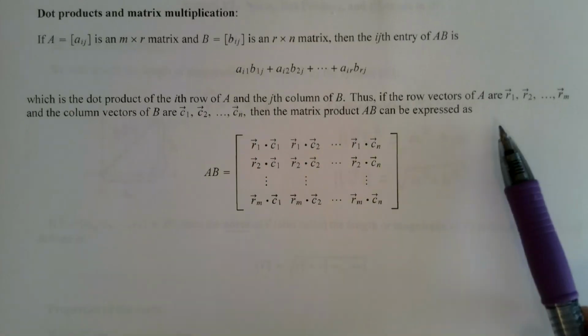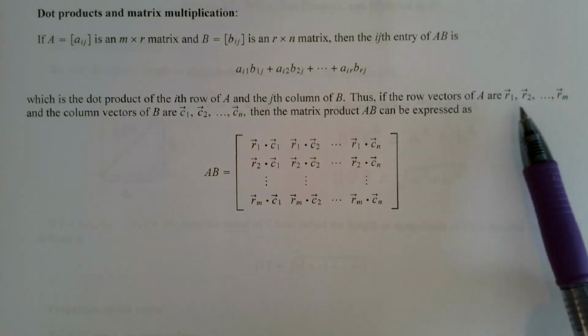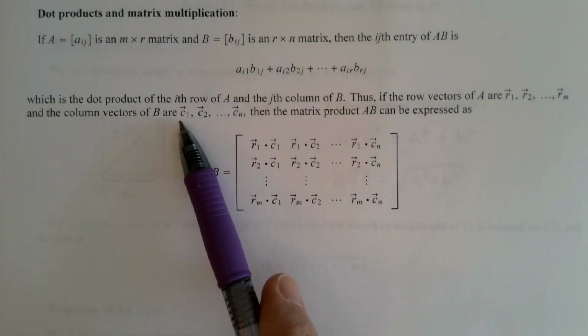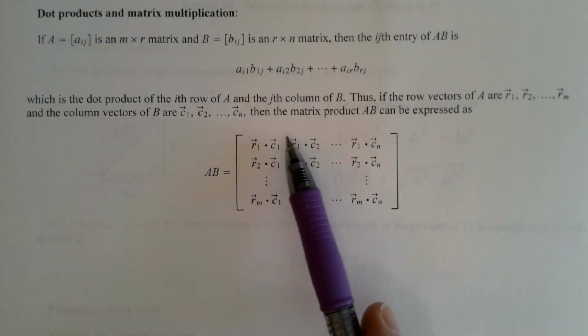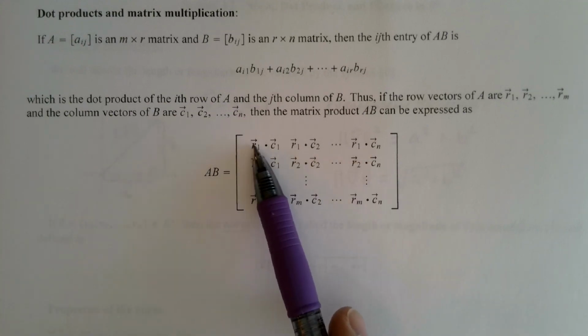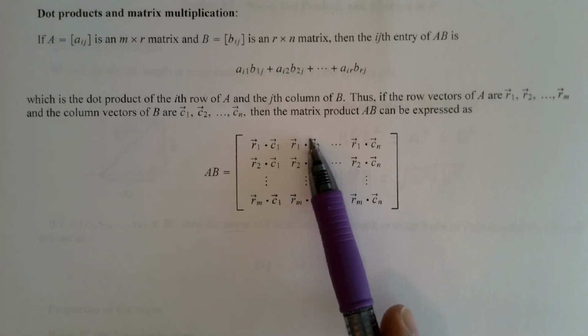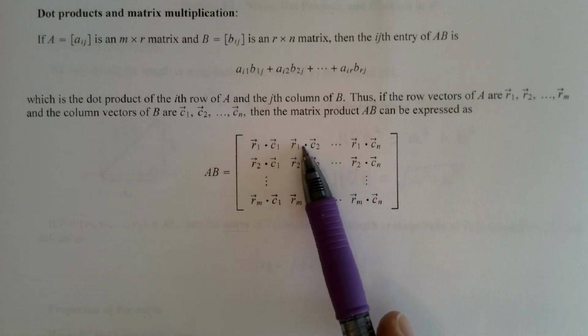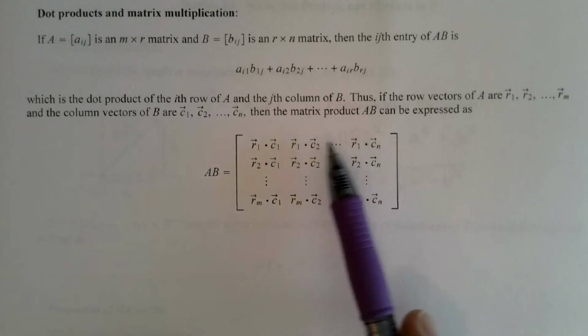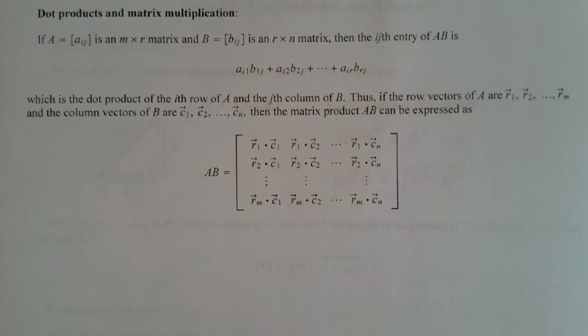And so if the row vectors of A are row 1, row 2 going down, and the column vectors of B are C1, C2 going left to right, then the matrix AB can be expressed as just these dot products. First row times first column for the first row, first column entry. First row, second column for the first row, second column entry, and so on. So it's just exactly the way we defined matrix multiplication. Okay, so we will go on to talk now a little bit more about orthogonality in the next set of lecture videos.